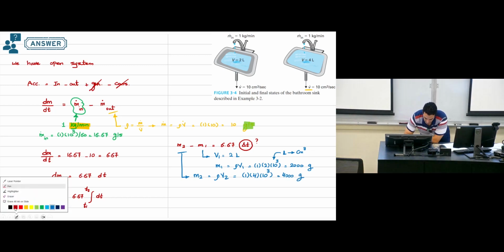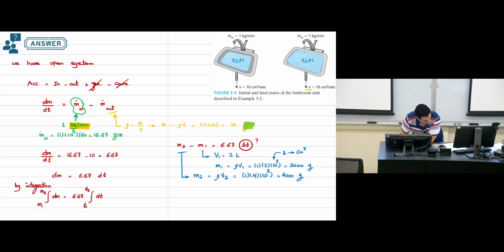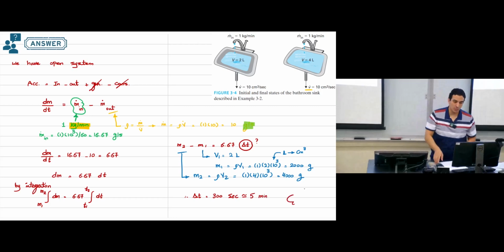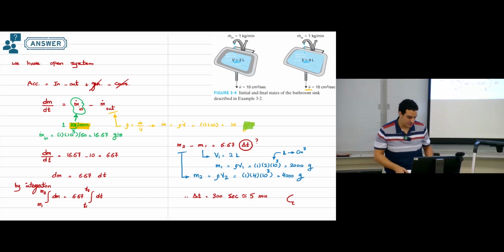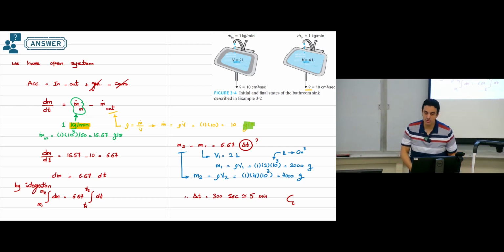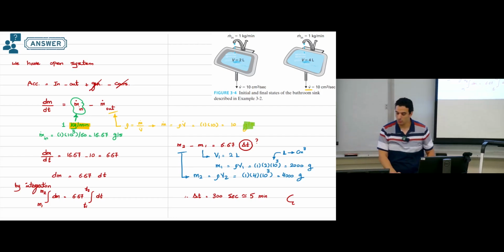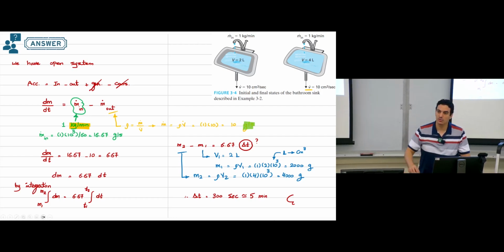Substitute in the equation in order to calculate delta t, and this will be 300 seconds, which is almost 5 minutes. So from the moment that you open the faucet and the drain, this water will take 5 minutes until it starts to overflow. So again, here we applied the conservation of mass principle to find this information.